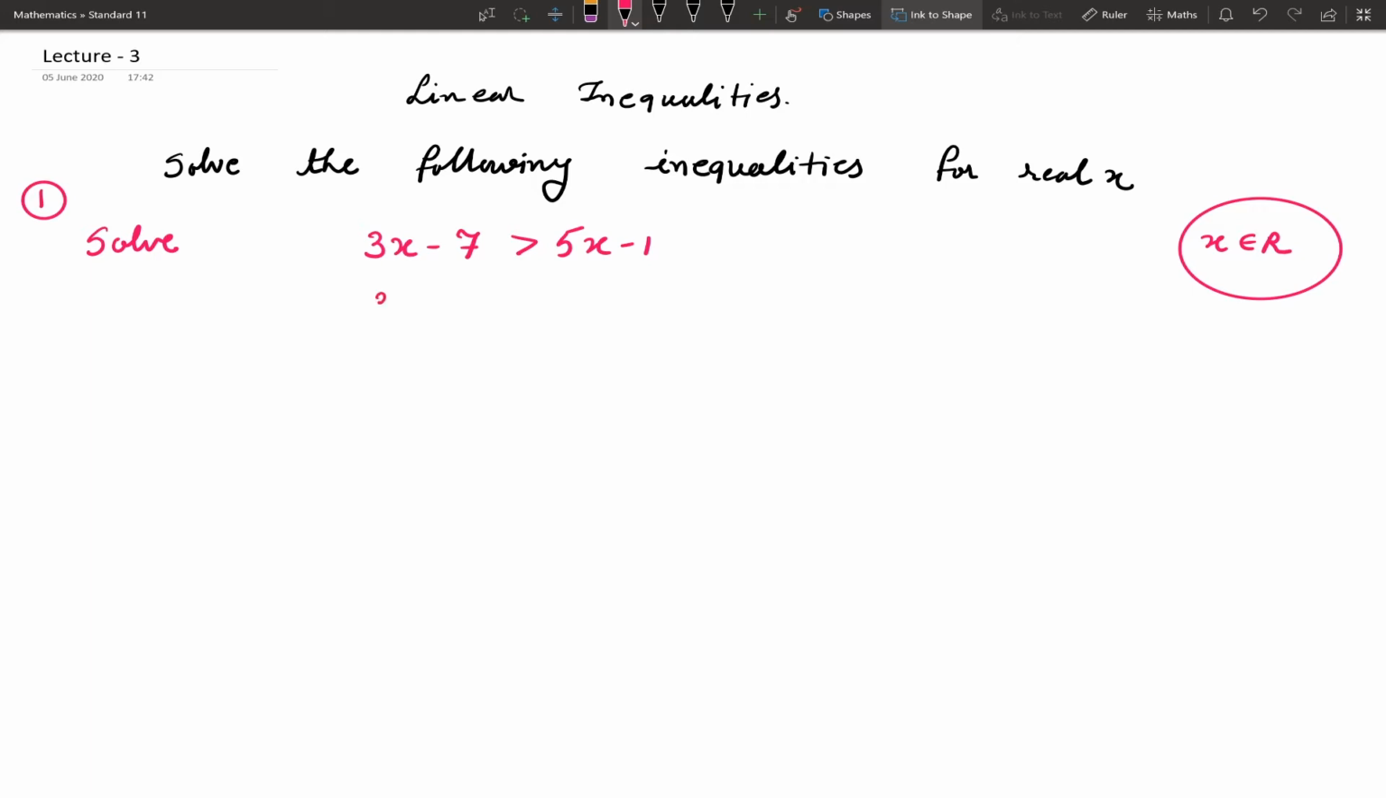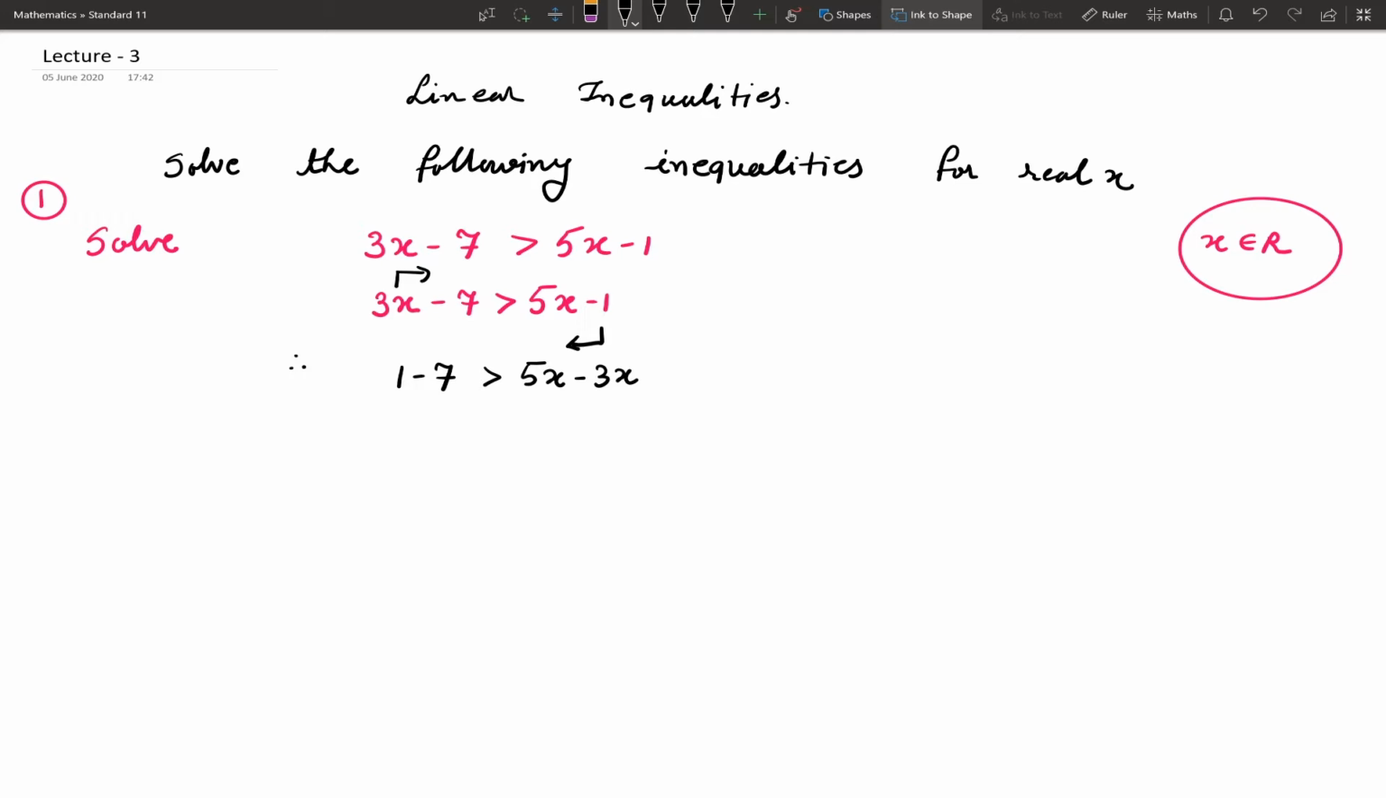So we have given 3x minus 7 greater than 5x minus 1. Therefore, transfer this term, and minus 1 we transfer this side. When we transfer a term, we change the sign. So minus 1 on this side will become plus 1. So 1 minus 7 greater than 5x minus 3x.